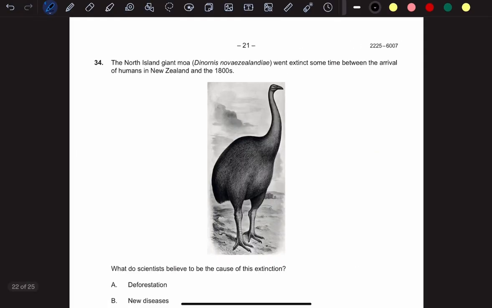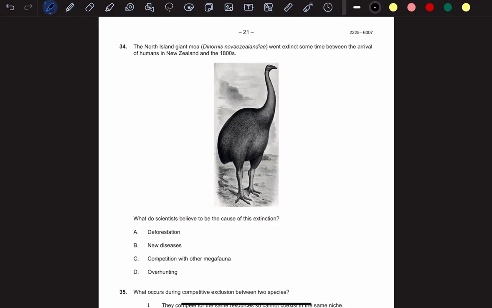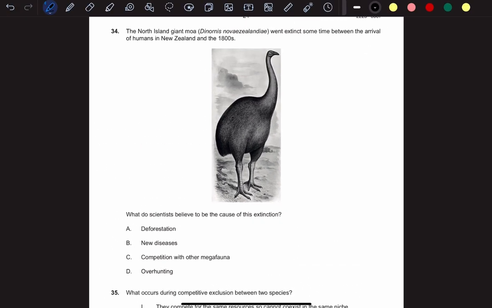What do we put? Okay. The North Island moa went extinct sometime between the arrival of humans in New Zealand and the 1800s. Okay, between that time frame, they went extinct. We have this mighty bird. And what do scientists believe to be the cause of this extinction?